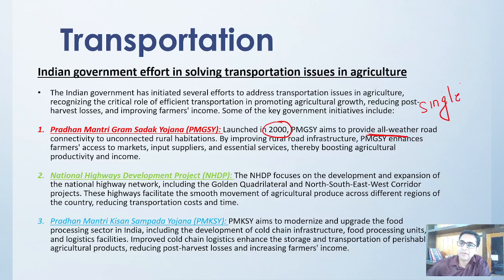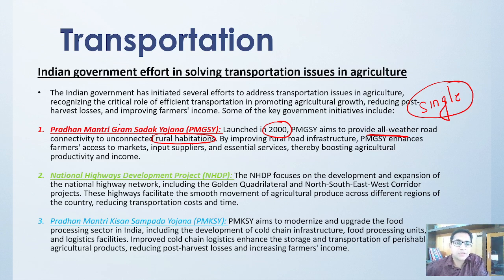A single road will be there, but it will be an all weather road, made from concrete. Sorry, not concrete, maybe from tar or whatever it is, but it should be an all weather road. That means it should be connected every time, with special focus on rural habitation. Every rural habitation, wherever it is, has to be connected with an all weather road so that essential supplies can be delivered to those places, and from there things can come to other places. So it provides all the things.